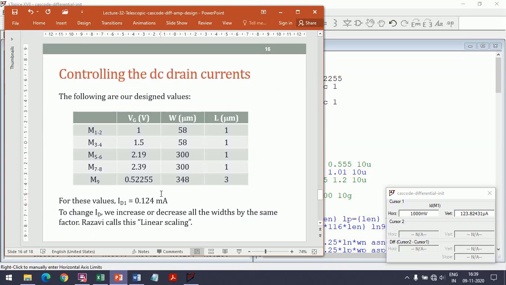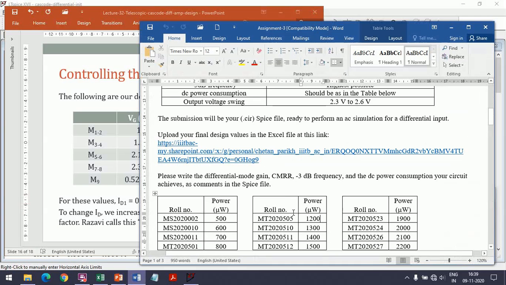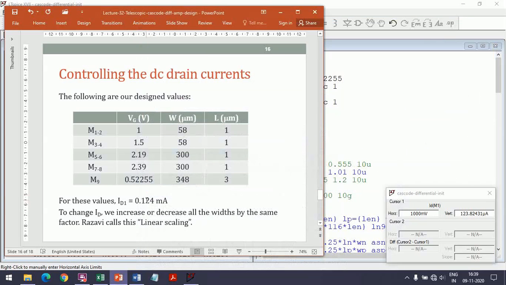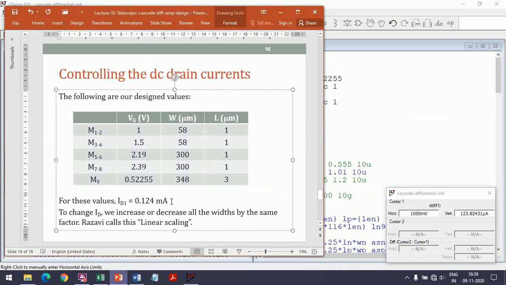Now, here is the property of this circuit and most amplifier circuits. If I want to change this ID, let's say the power given to you was such that the current allowed is 200 microamps. I am getting 124 microamps. I want to change this current to 200 microamps so that I get the highest possible omega 3 dB for the power number given to me. So how do I do that? I have 124 micro, I want to change it to 200.